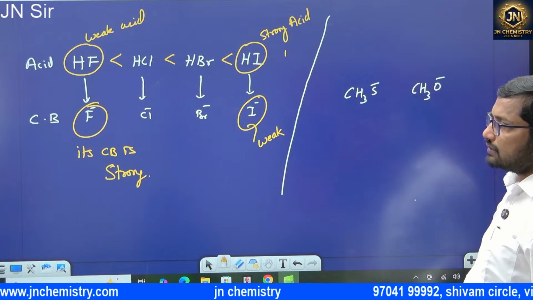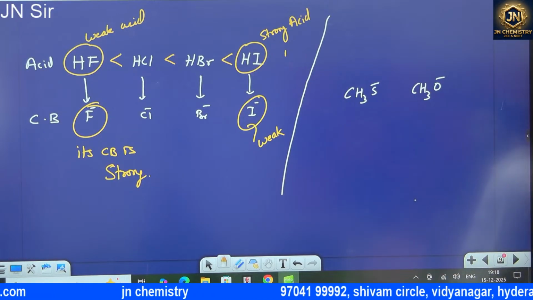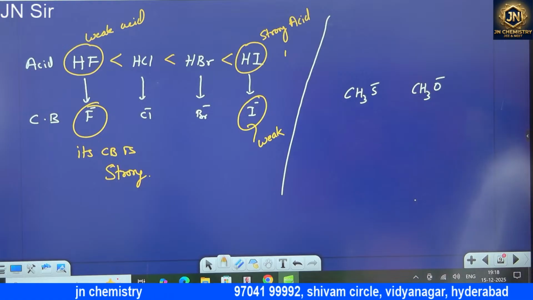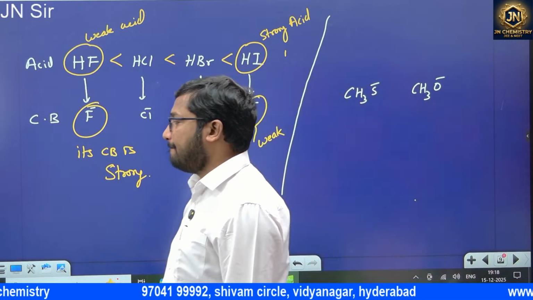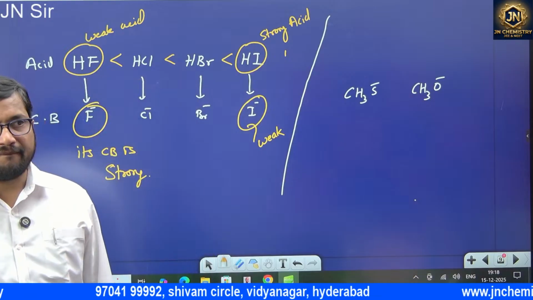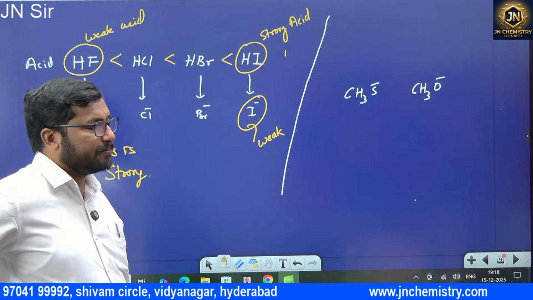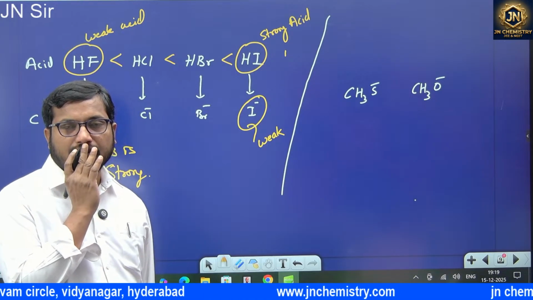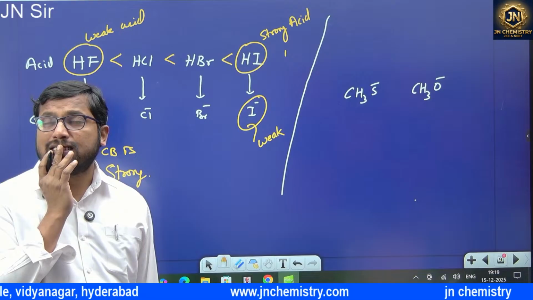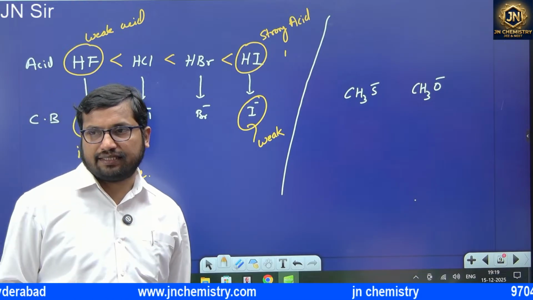Which is stronger base now? This base strength is CH3S minus, CH3O minus. They'll ask which is stronger base. So if we don't know the base strength, what we need to do? Which is the strong conjugate base?